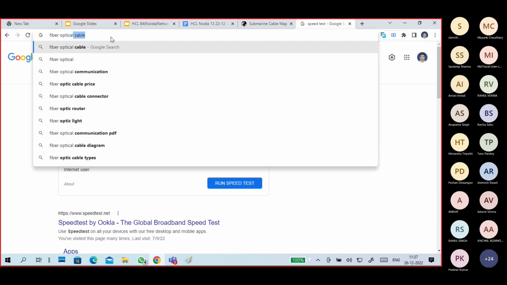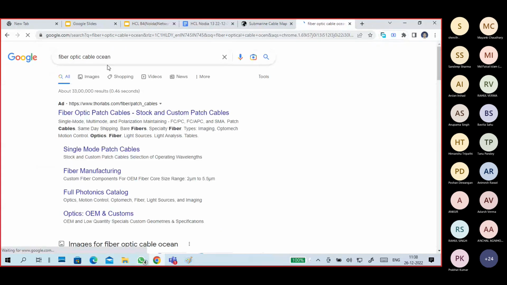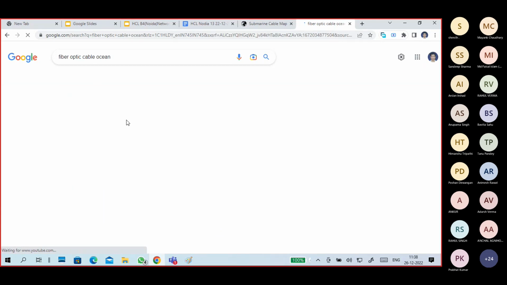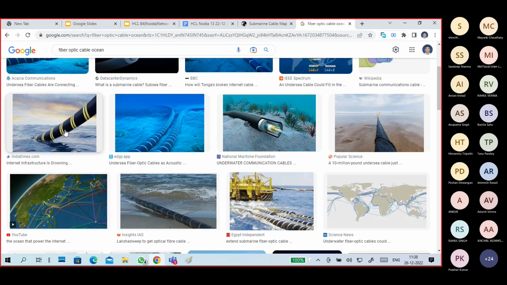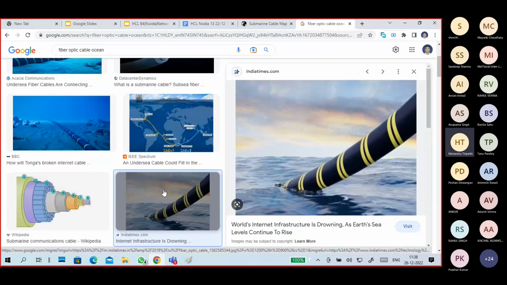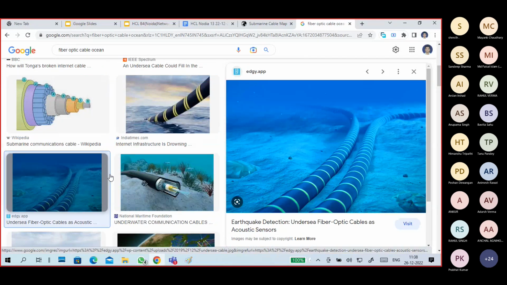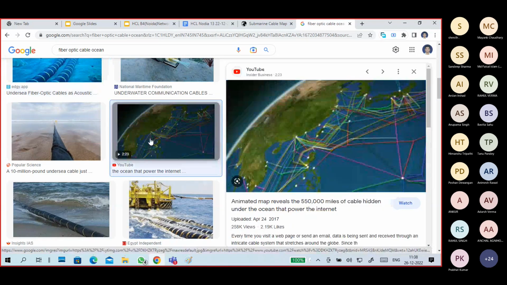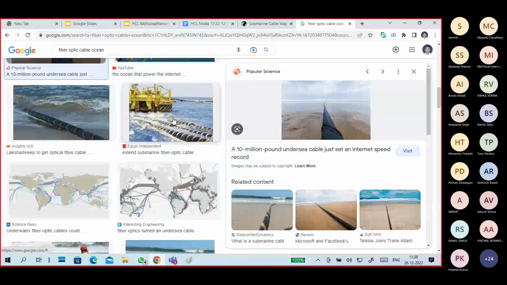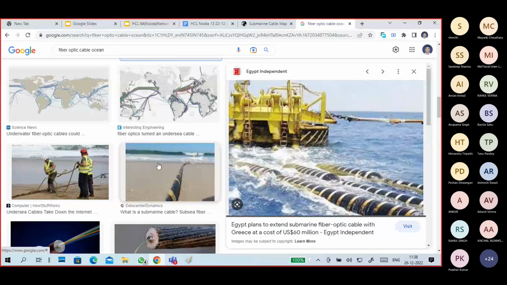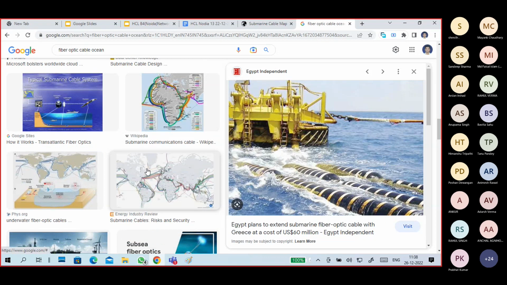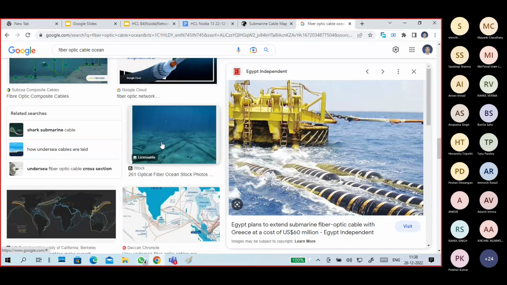Fiber optical cables. You can search for the submarine cable map on a website, and you can see how the cables are laid. In certain areas they have cables, and using certain equipment, submarines, they lay these cables inside the sea.